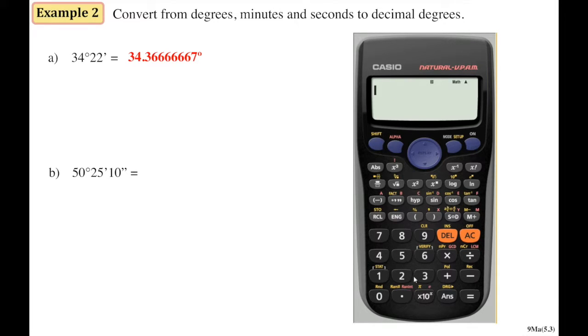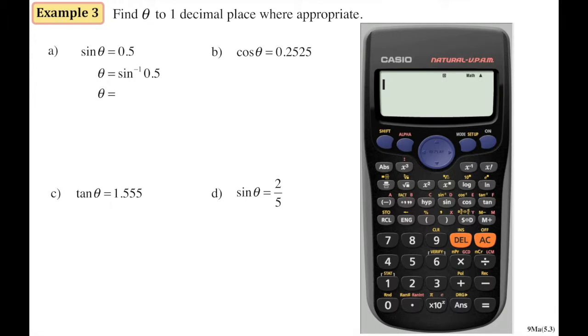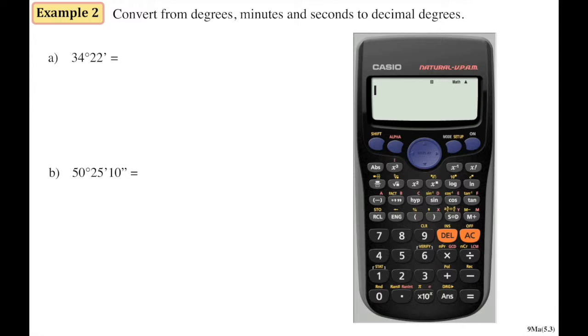Let's try that process again for the second question. 50 degrees, 25, push the degrees button again to do minutes, 10 seconds. You'll notice that when you actually input it into the calculator, it comes up with circle, circle, circle at the top there.